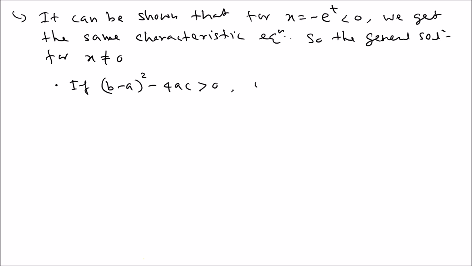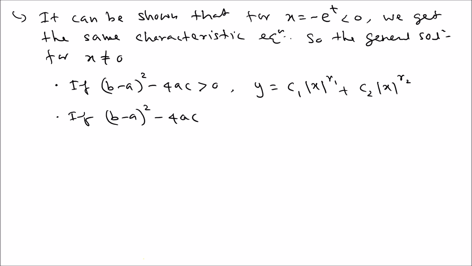If it is positive, then the solution is y equals c1 times the absolute value of x, because it can be positive or negative, to the r1, because we don't know whether those are integers, so be careful. And then c2 times absolute x to the r2. So it has both the positive and negative case. The only thing is you include the absolute sign. The next one is if b minus a squared minus 4ac is exactly equal to 0. In that case y equals c1 plus c2 ln absolute value of x, times absolute value of x to the r1, that's the common r1 solution.